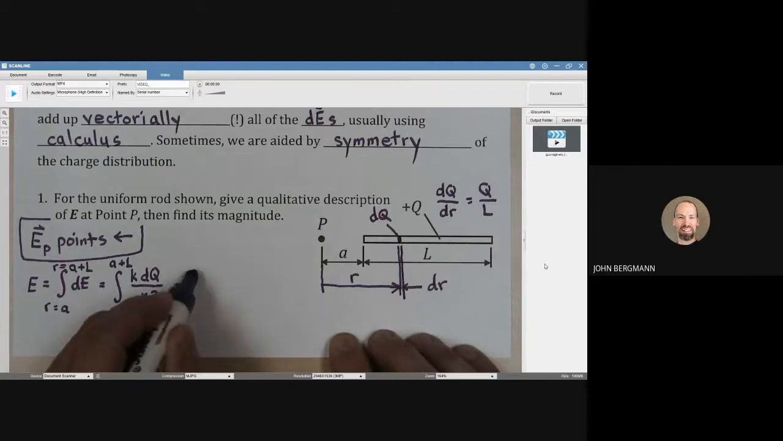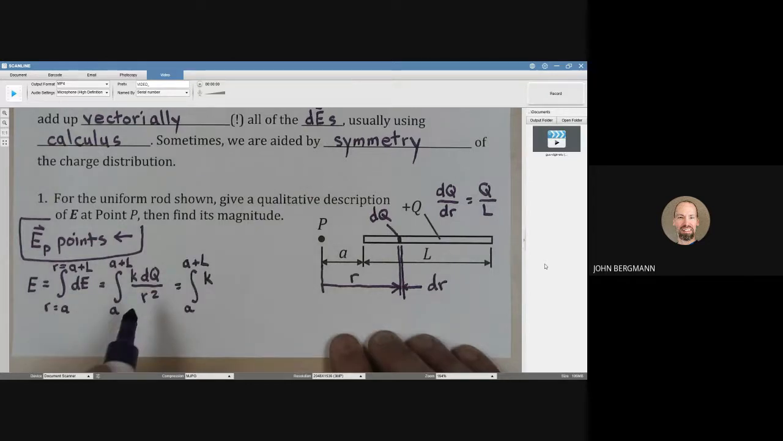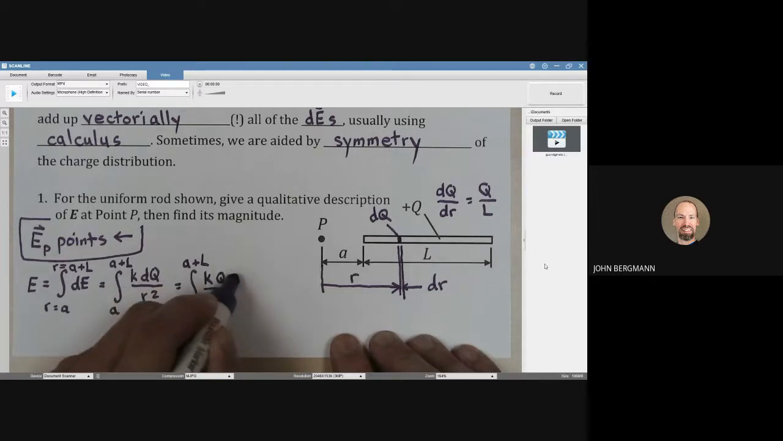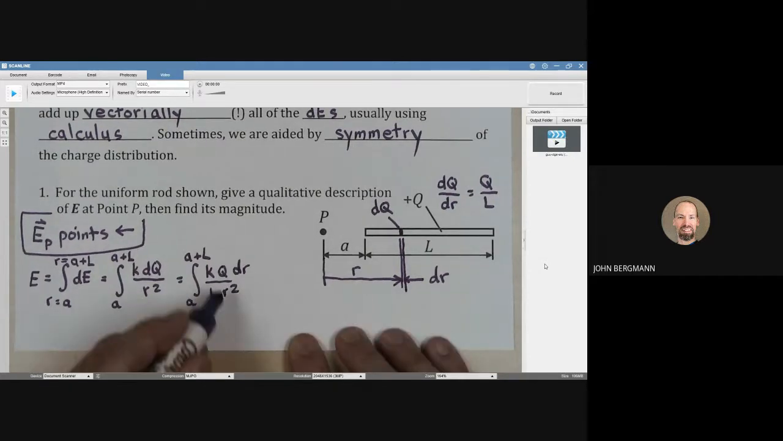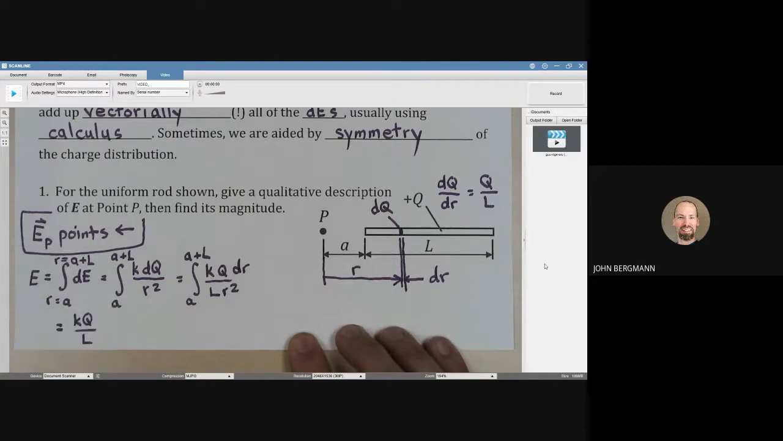We're going to put our integral sign, a there, a plus L there. We're going to put our k, and instead of dq, we're going to put Q over L times dr. And then we don't want to forget our r squared there. So where does this leave us? k, Q, and L are constants, so we can pull those out of the integral. Let me do that down here. kQ over L. And we're going to integrate from a to a plus L. This is r to the minus 2 dr.